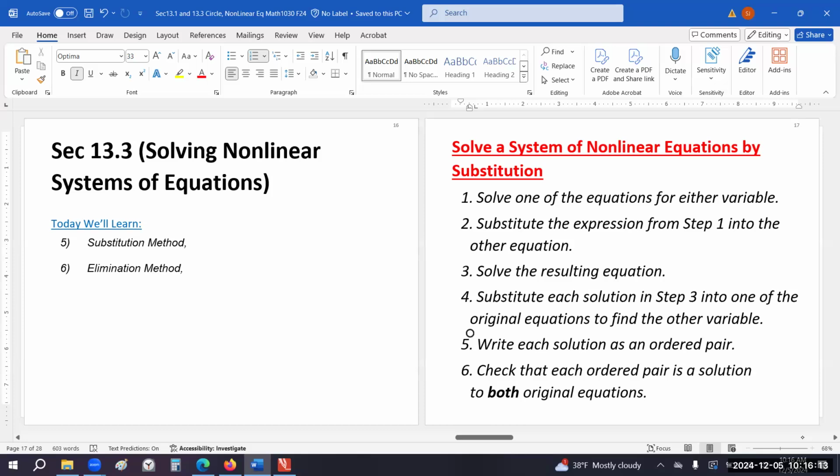So section 13.3 talks about solving non-linear system of equations. System of equations means we have more than one equation to work with. For now, you're going to work with only 2 equations. But if you take high level math, you're going to work with more than 2 equations, like 3 equations or 4 equations. Especially if you take linear algebra or matrix algebra, we work with more than 2 equations.